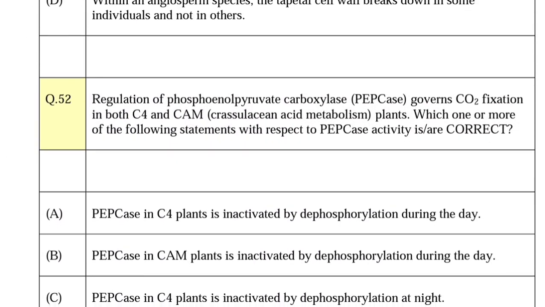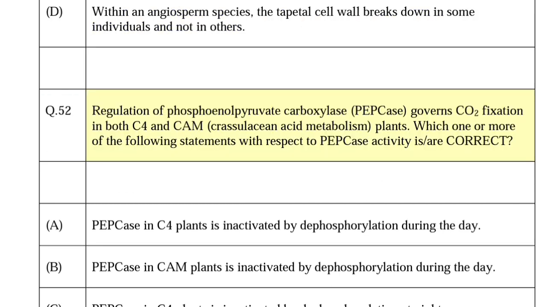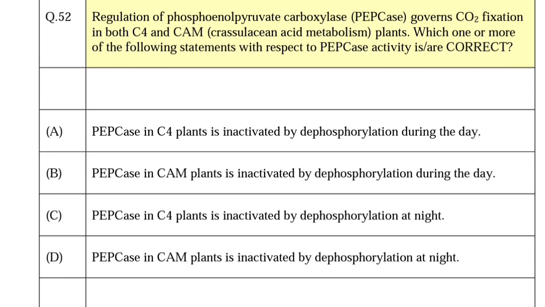Q.52. Regulation of phosphoenolpyruvate carboxylase governs CO2 fixation in both C4 and CAM (crassulacean acid metabolism) plants. Which one or more of the following statements with respect to the enzyme activity are correct?